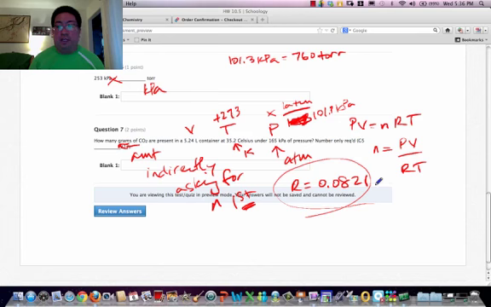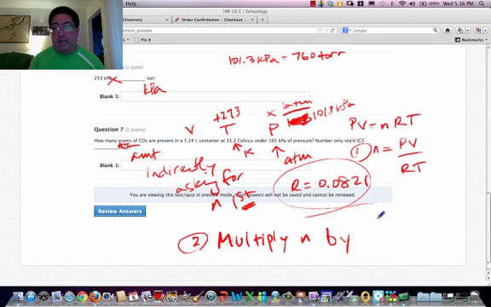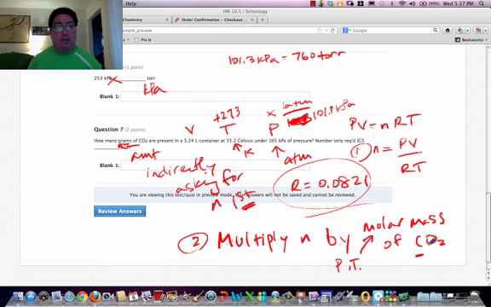Then once you find N, this is step 1. Step 2 is you multiply your N by the molar mass of CO2. Remember, to find the molar mass, you need the periodic table. Okay? Look up the mass of C and then add it to the mass of 2 oxygens. Okay? And that'll give you your right answer.